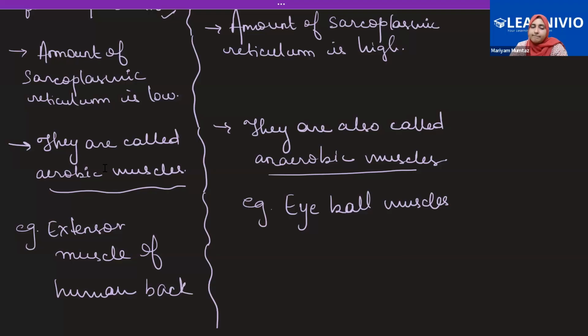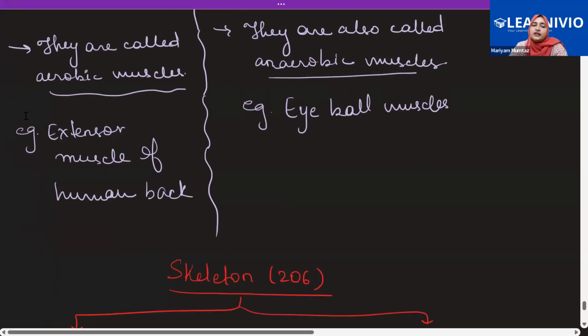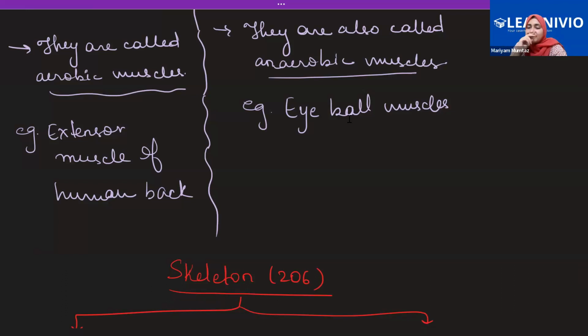The examples of the red muscle fibers would be the extensor muscle of the human back. The eyeball muscles of humans would be the example for white. These are the muscles that are present in the white parts of our eye. That is the white muscle.